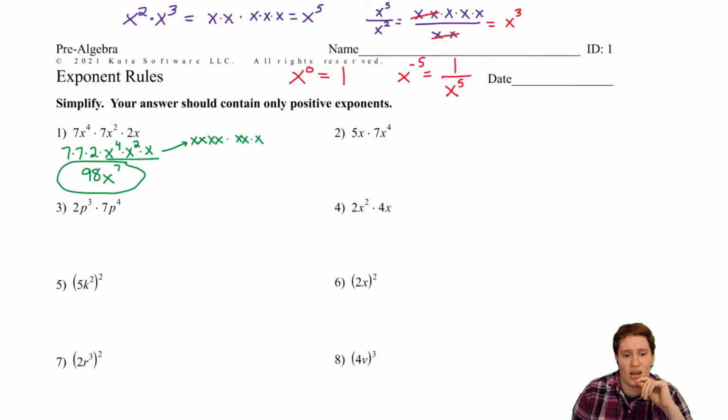I'm going to look at 3 together with you. So in class, I went over the odds on this page and then had my students do the even ones on their own. So in this case, 2 times 7 is 14. P cubed and p to the fourth together make p to the 7th. So that'd be our answer.